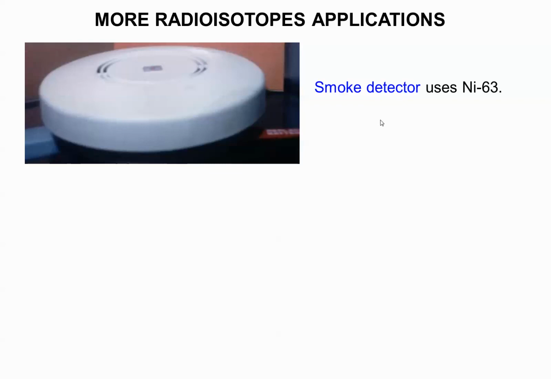Another application, like for example, nickel-63 emits charged particles which keep a constant current flow between electrodes. Smoke particles stop this constant flow and thereby detecting smoke. Nickel-63 is used in some smoke detectors because it has a very long half-life, about 100 years. There is no need changing batteries.